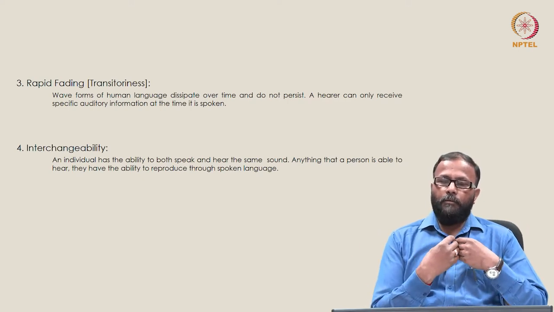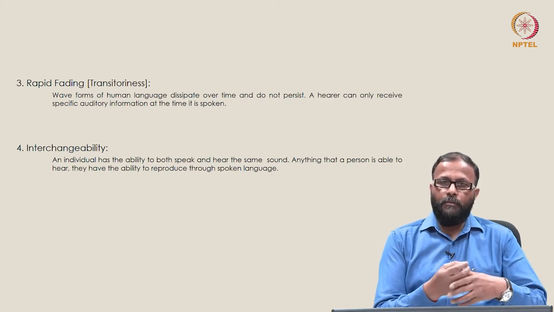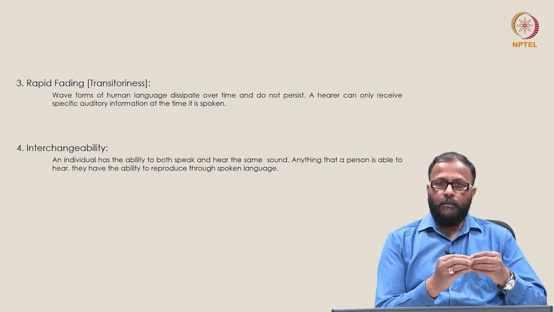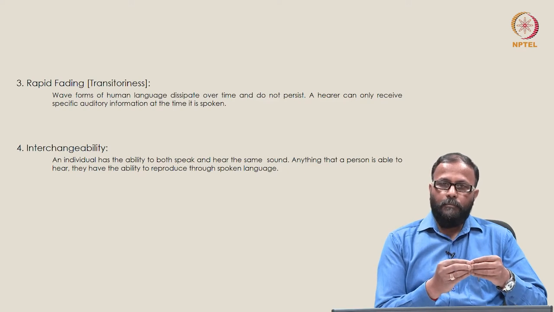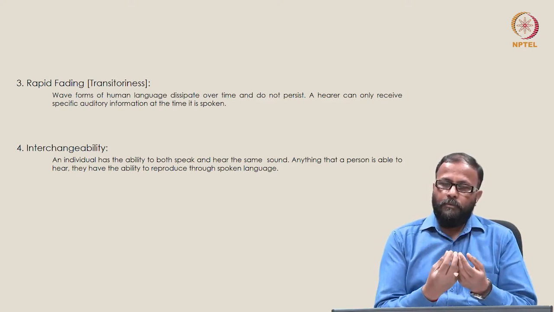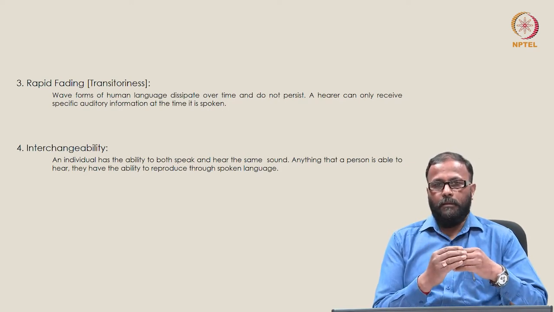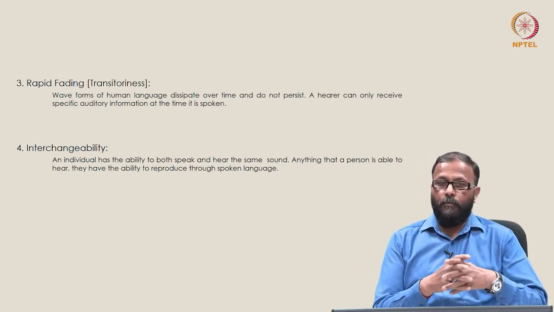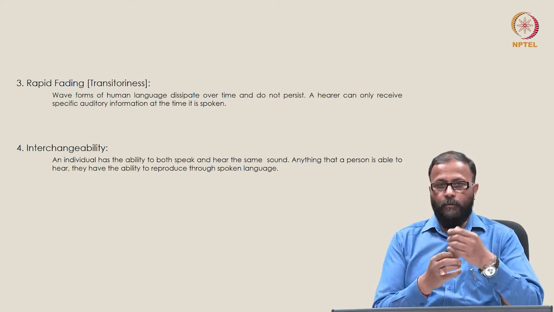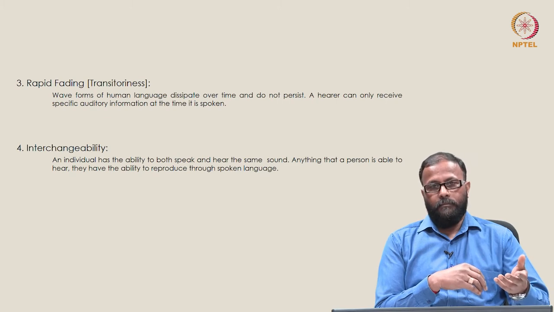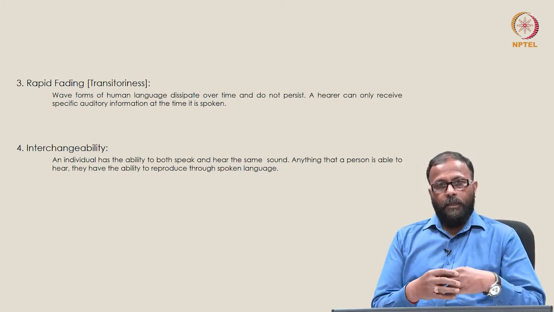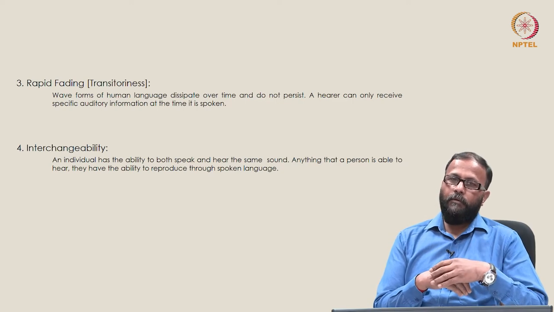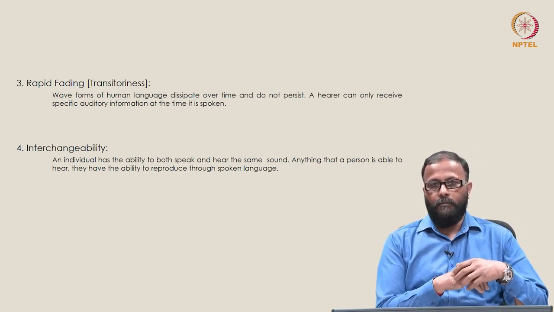So it can never be the case that I speak something and then I leave the room and then somebody enters the room and hears that sound. It cannot happen. So that's a basic character, transitoriness. Production of sound and reception of sound are simultaneous. The moment I speak, it fades away, unless we keep a recording system, like we are doing a video here, and we play it again. So transitoriness, or what we call rapid fading, is another character of human language.